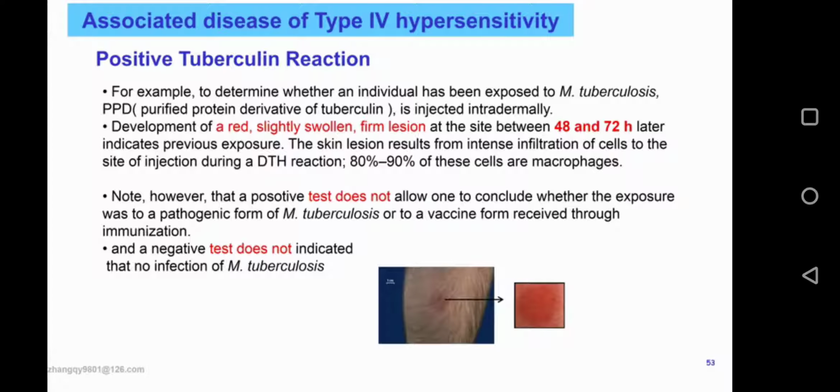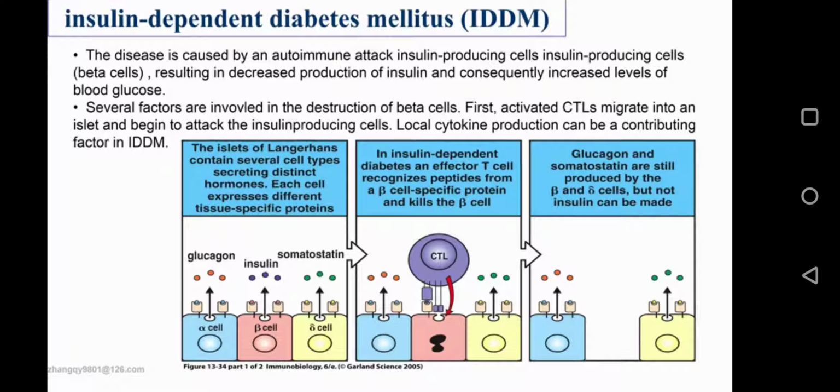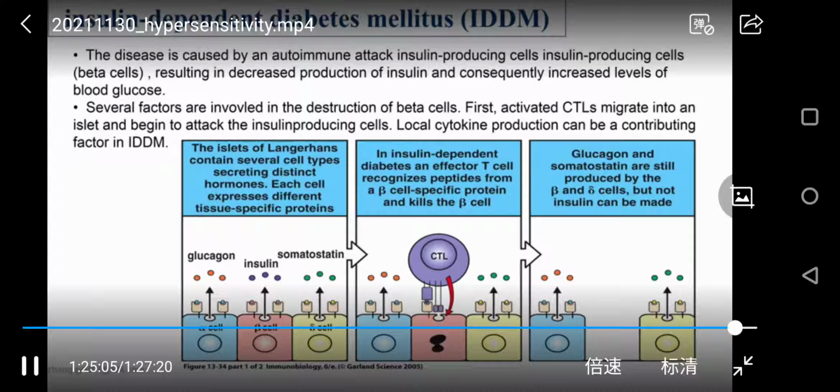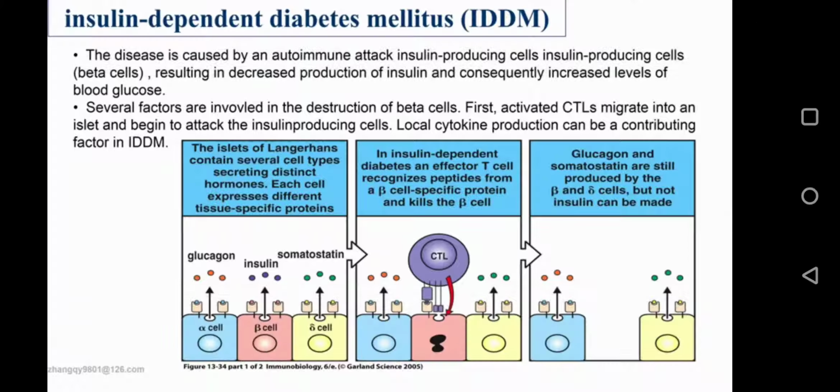Okay, here is another disease, insulin-dependent diabetes, right? For the patient, the problem is the beta cells. The beta cells are killed by the cytotoxic T cells. So with no beta cells, there is no insulin, so we need to inject insulin. Right? So this is cell-mediated. For the tuberculosis infection, it is the CD4 T cell. For insulin-dependent diabetes, it is caused by the CD8 T cell.